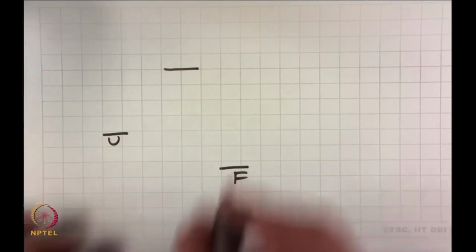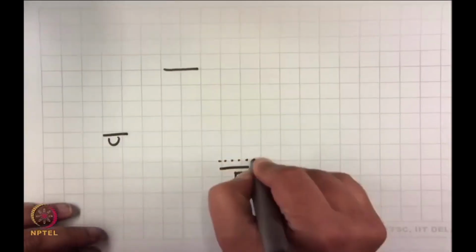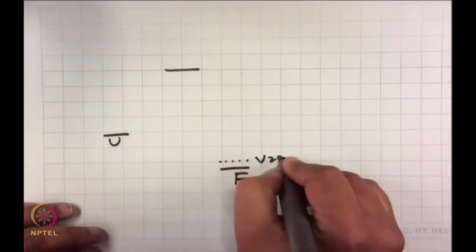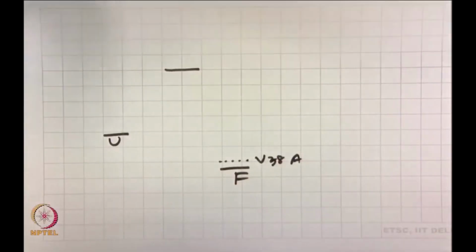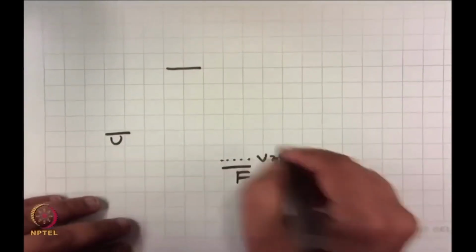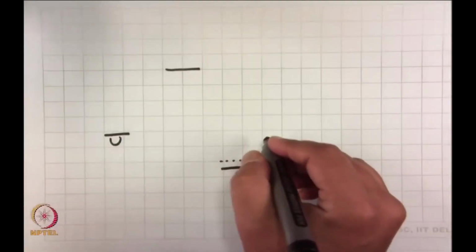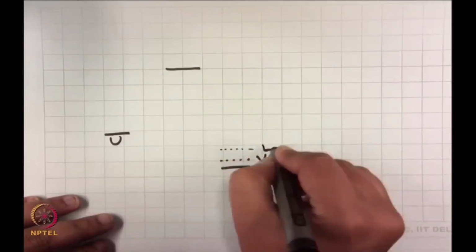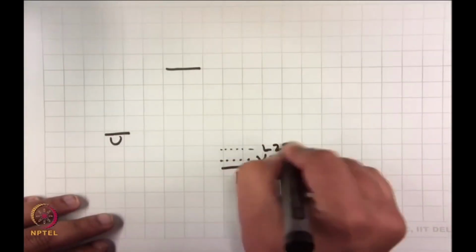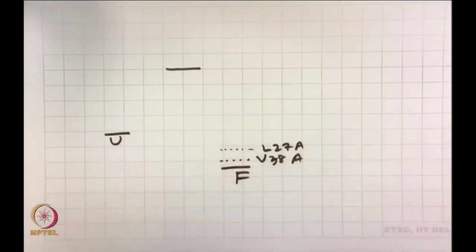Okay. So, maybe this is V38A. Now what has happened is, with L it is more destabilized. So, then it would go here, L27A, right. Okay.